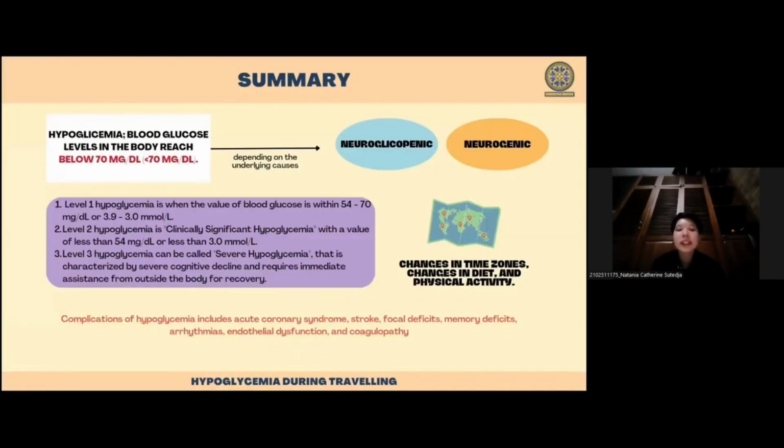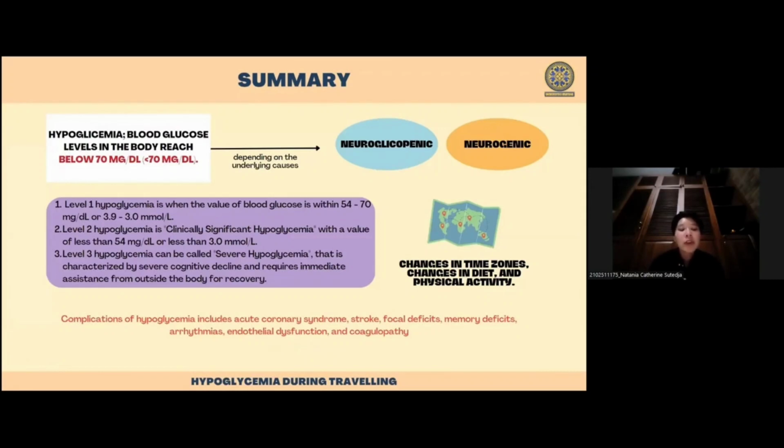And this is the summary of our student project. So hypoglycemia is the condition when blood glucose level in the body reaches below 70. It depends on the underlying causes, and it can make two types of symptoms. There are neuroglycopenic and neurogenic symptoms.